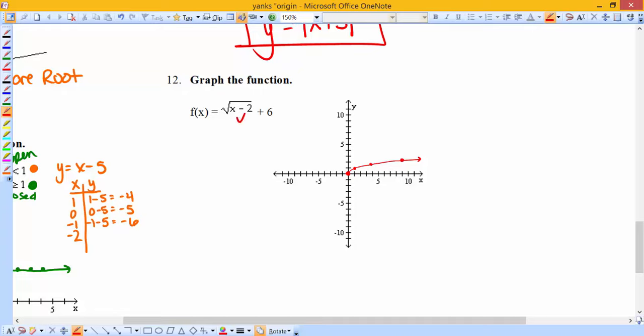Now, this tells me to go right 2, and this tells me to go up 6. So I'm going to take each of my points, right 2, up 6. 2, 3, 4, 5, 6. Right 2, up 6. Right 2, somewhere over here. Right 2, up 6.